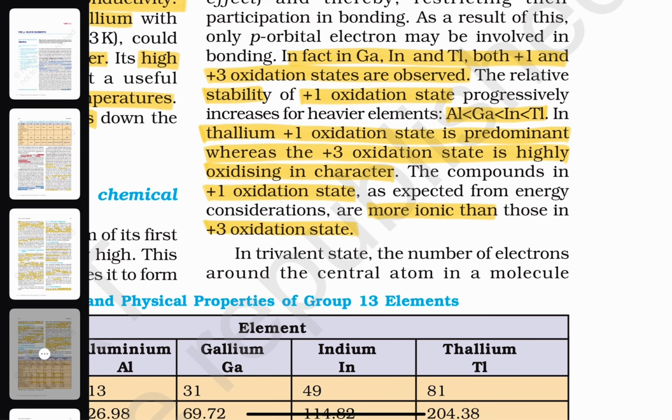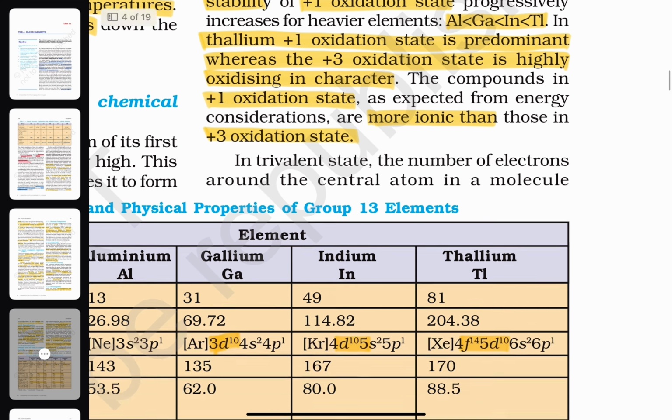In fact, in gallium, indium, thallium, both +1 and +3 oxidation states are observed. Stability of +1 oxidation state progressively increases for heavier elements. Aluminum to thallium it is increasing. Thallium +1 oxidation state is predominant, whereas +3 oxidation state is highly oxidizing in character. +1 oxidation state is more ionic than +3 oxidation state.